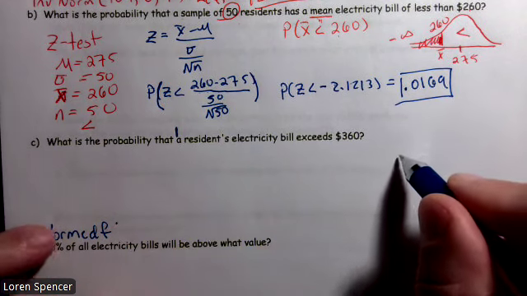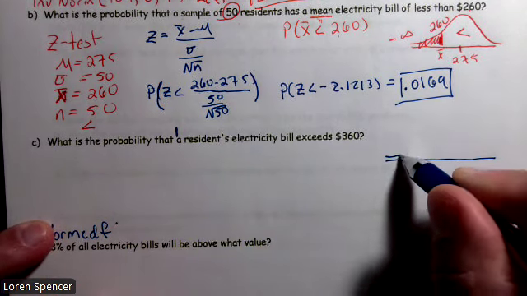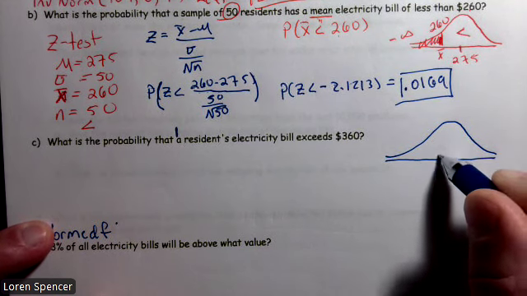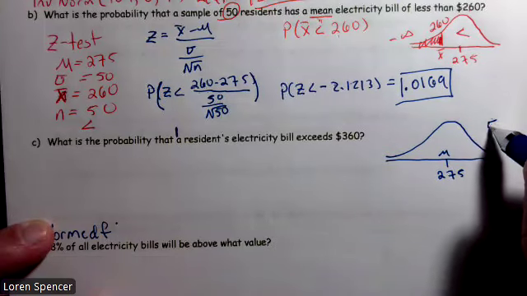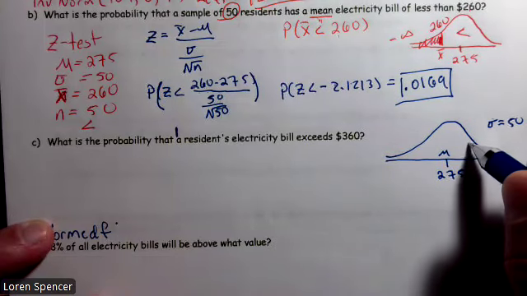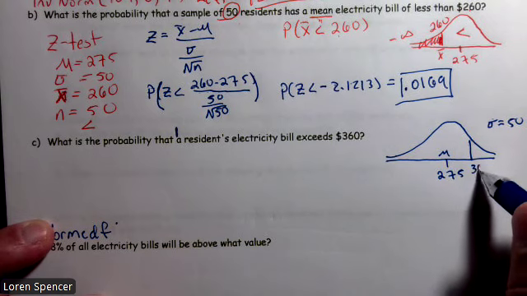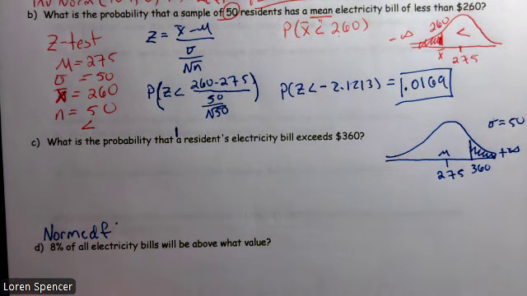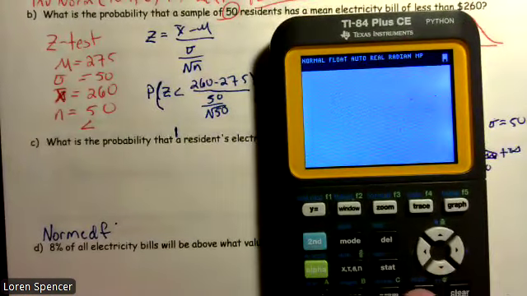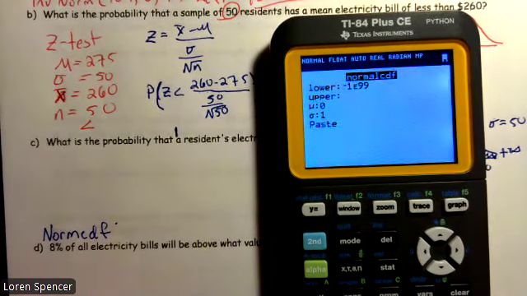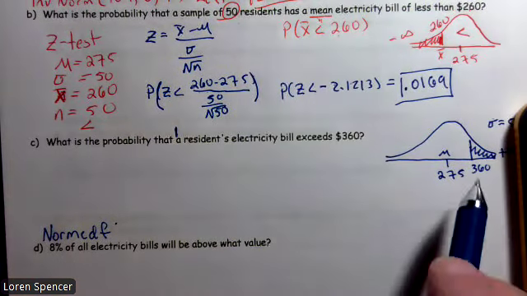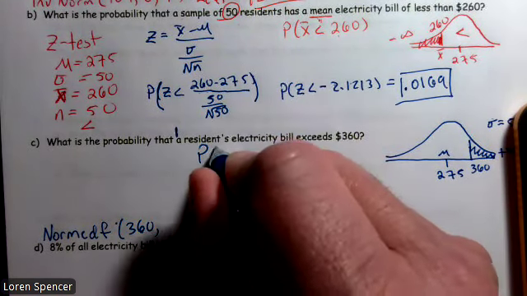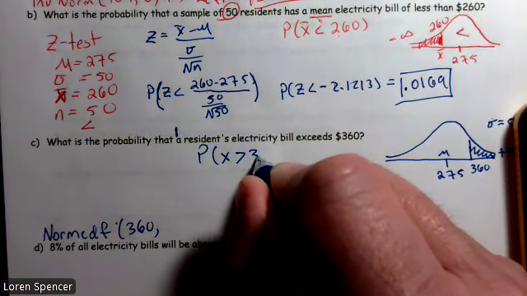Let's draw a picture. Once again, our mean is still 275. That's our mean. Our standard deviation is 50 from above. And we want to know the probability that it exceeds 360, so this goes all the way to positive infinity. When I go second vars, normal CDF, I put a lower bound of 360, because we're looking for the probability that X is greater than 360.